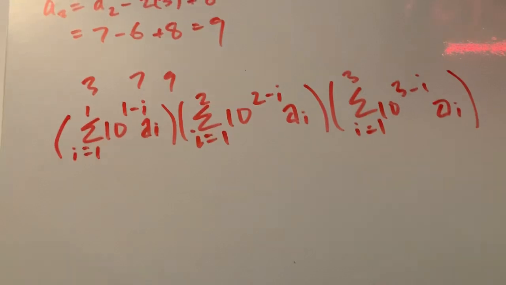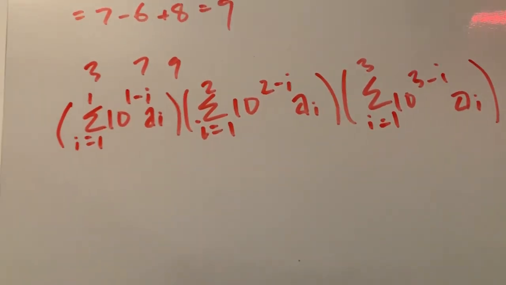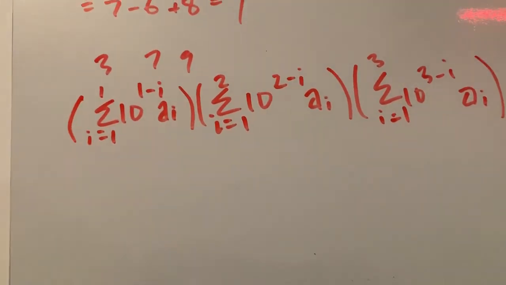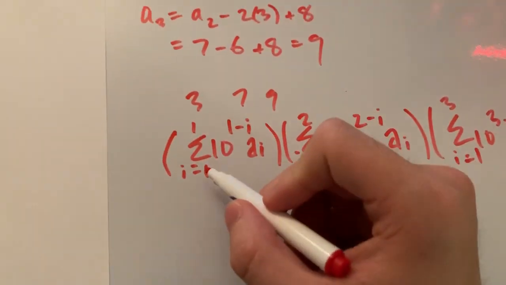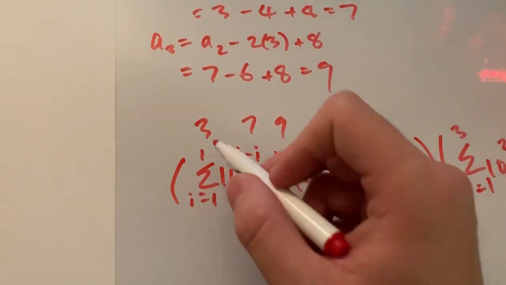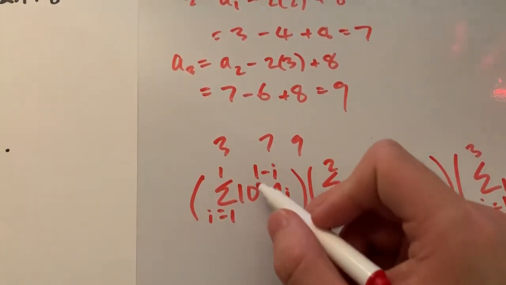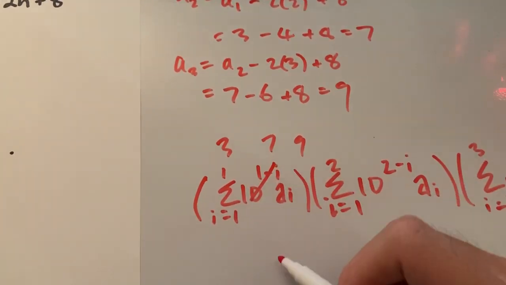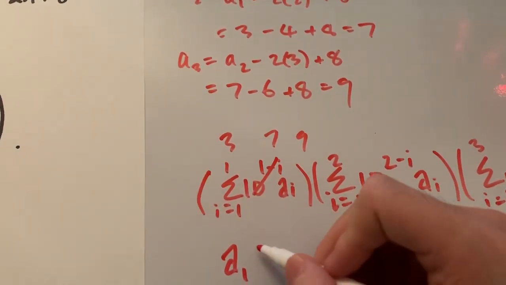Alright, so that does not look very pretty, but I assure you, when you see problems like this on the AMC or AIME, they usually turn out really nice. This looks very complicated, but it really isn't, especially this one here. It just goes from 1 to 1, so we can plug in 1 for i, and we're done. So 10 to the 1 minus 1 would be 10 to the 0, so the 10 just dies, and we're left with ai, and i is 1, so just a1.